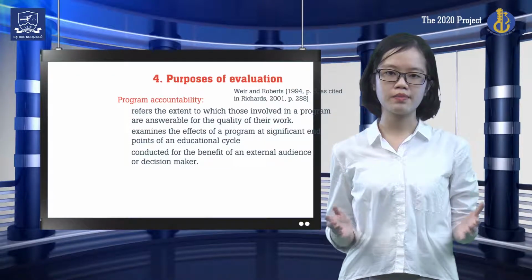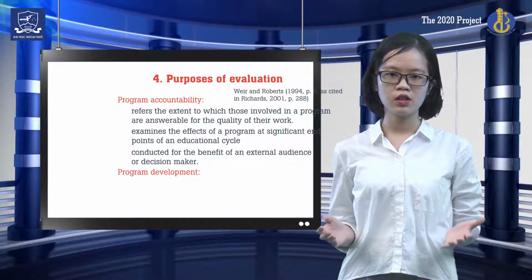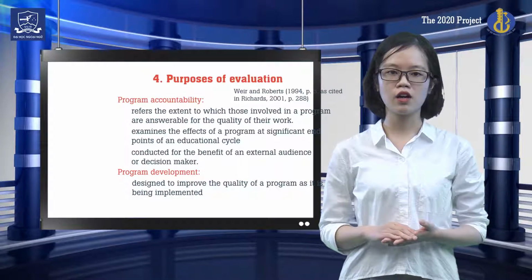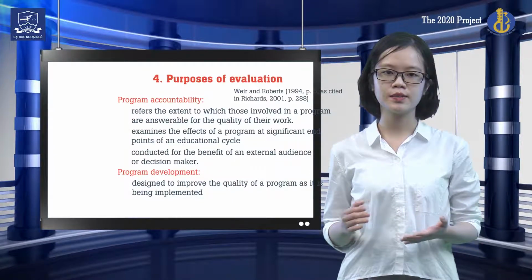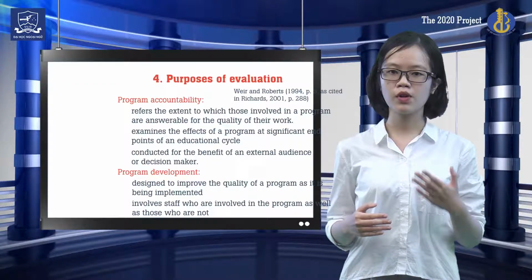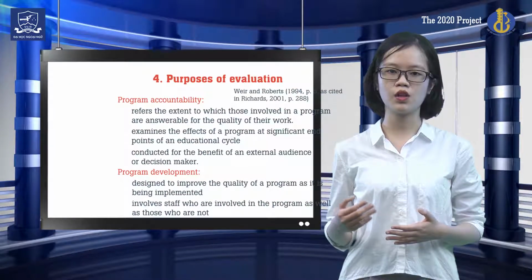As far as program development is concerned, course evaluation is designed to improve the quality of a program as it is being implemented, or it involves staff who are involved in the program as well as those who are not.